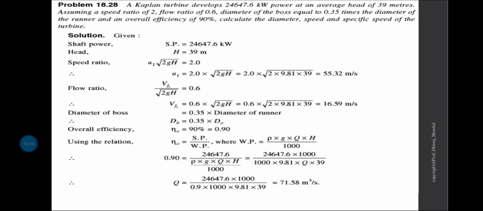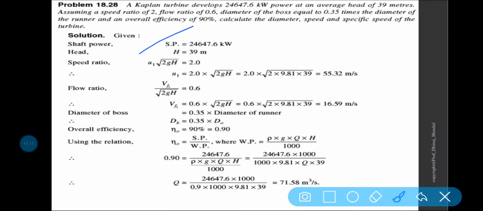But let us see in this numerical what we need to find out: the diameter, speed and specific speed of the turbine. Here you know that shaft power is given, H is given, U1 by root over 2gH is equal to 2, so U1 is equal to 2 into root over 2gH. From this equation you can find out U1 because all the data are given. Flow ratio is equal to VF1 by root over 2gH, so VF1 you can find out.